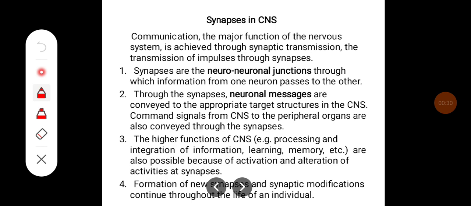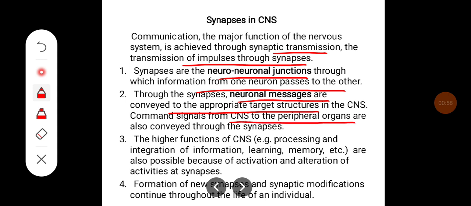Communication, the major function of the nervous system, is achieved through synaptic transmission, the transmission of impulses through synapses. The synapses are the neuronal junctions through which information from one neuron passes to other. Through the synapses, the neuronal messages are conveyed to the appropriate target structures in the CNS. The command signals from CNS to the peripheral organs are also conveyed through the synapses.